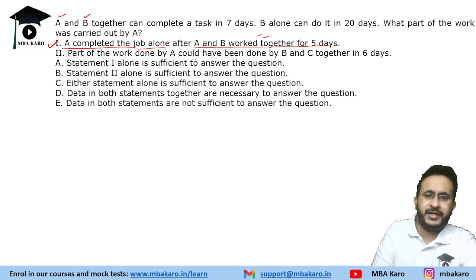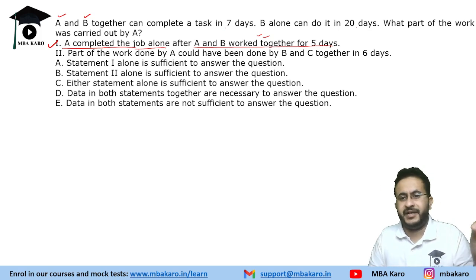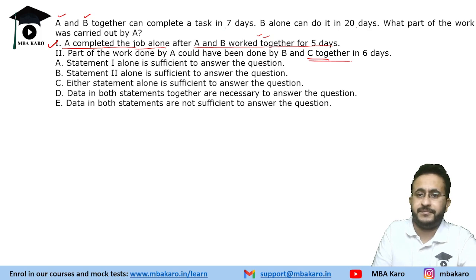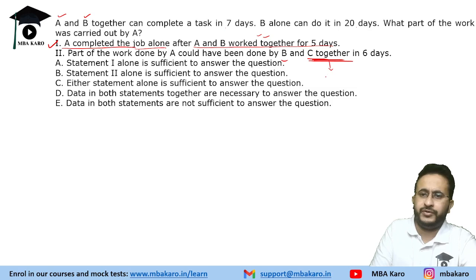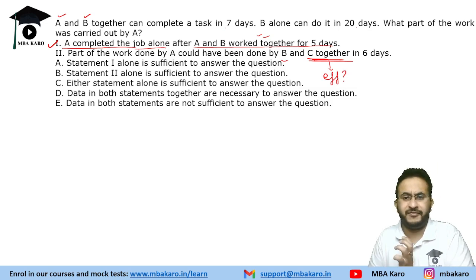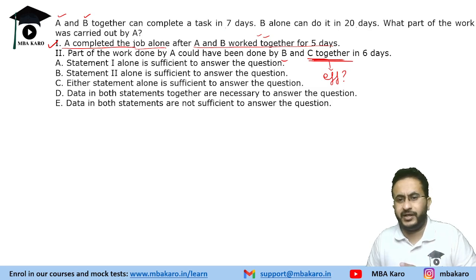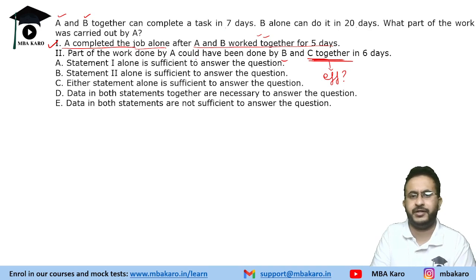Statement 2 says part of the work done by A could have been done by B and C together in 6 days. Okay. Now whatever part A is doing could have been done by B and C together. Now C एक नया person आ गया. Okay, चलो B तक ठीक था. We know about B. C, do we know his efficiency? No, it's a new person introduced. They have not mentioned his efficiency. Now, even if you can calculate his efficiency, suppose you calculate because we can calculate, it says part of work done by A could have been done by B and C together in 6 days.